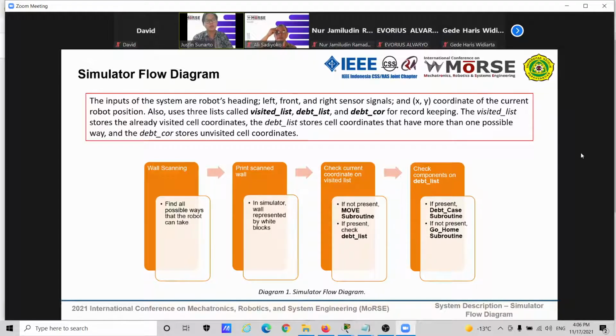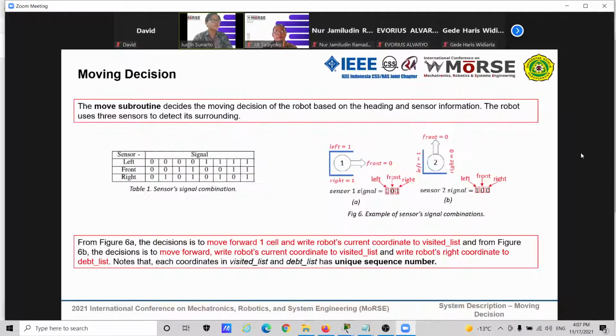But if this current coordinate is present in the visited list, the robot will check the depth list. When the robot checks the depth list, if there are any coordinates recorded in the depth list, the robot will execute the depth case subroutine to move to the last coordinate recorded on the depth list. But if there are no other coordinates recorded on the depth list, the robot will execute the go home subroutine.